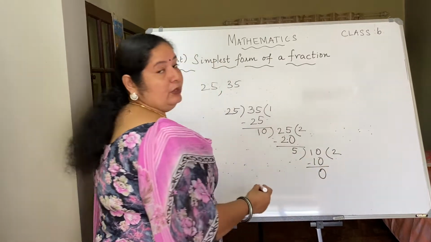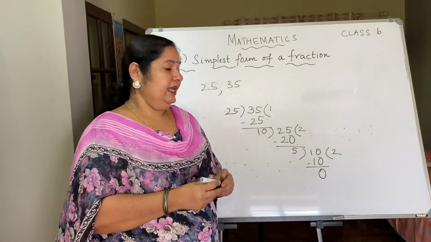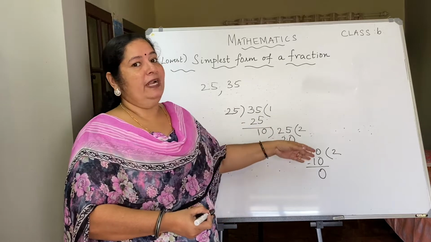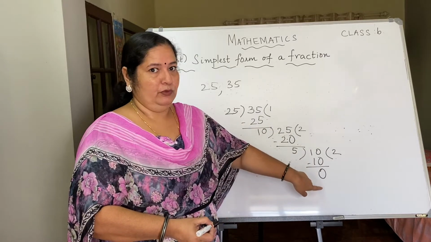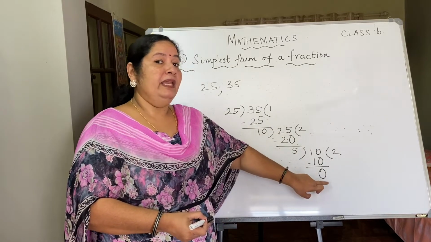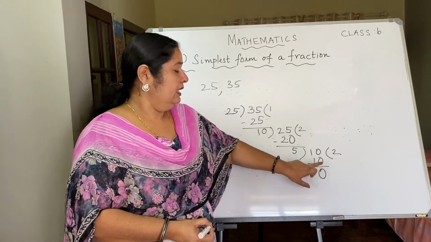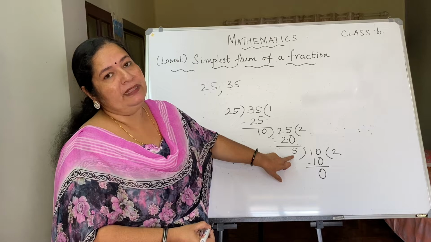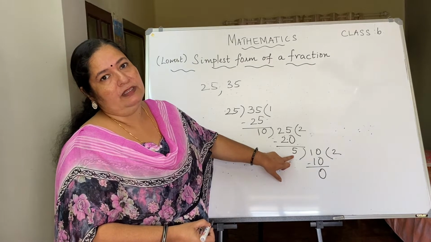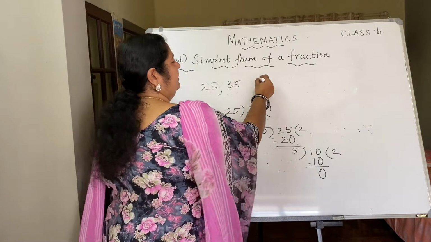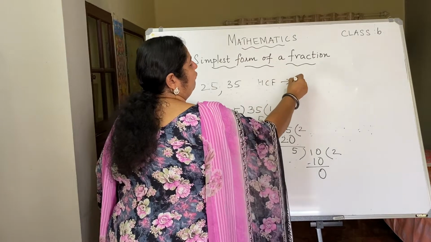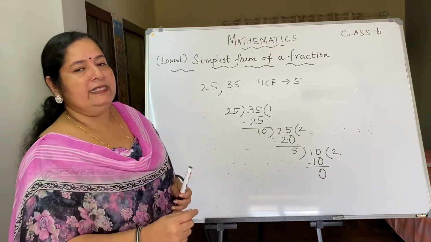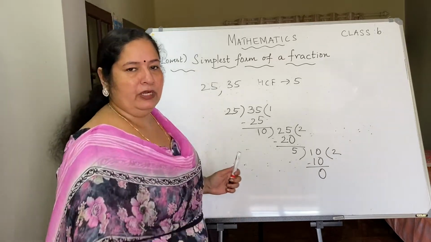0. Once you reach the remainder as 0, or you are continuously dividing till you get the remainder 0, then that last divisor will be the HCF. So what is HCF here? The HCF will be 5, the last divisor. One more example we will take to make it more clear.